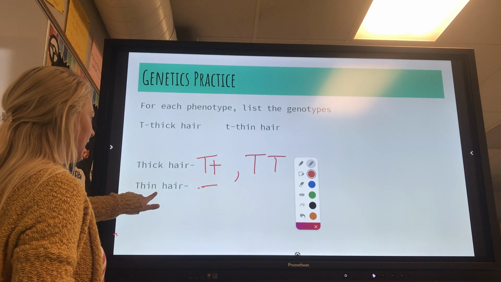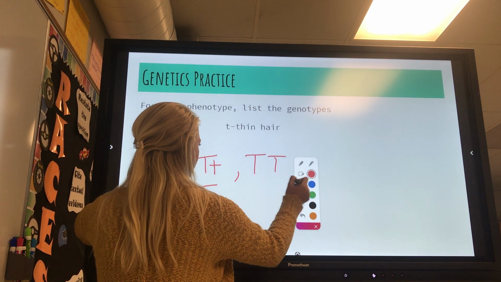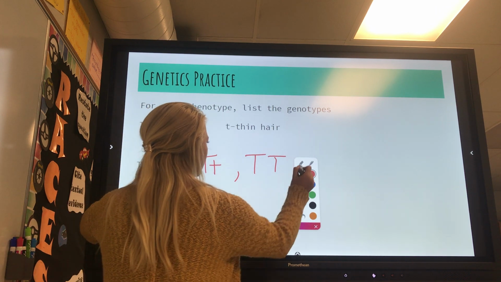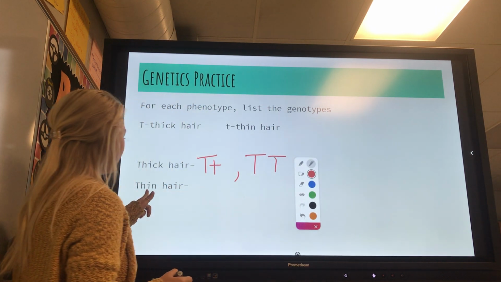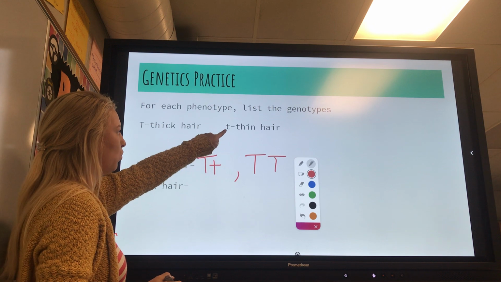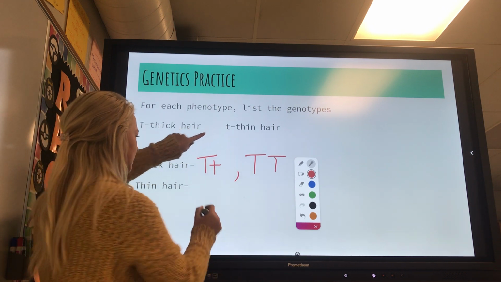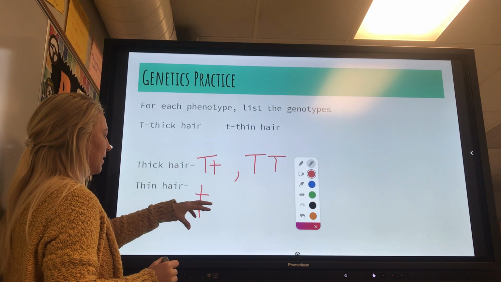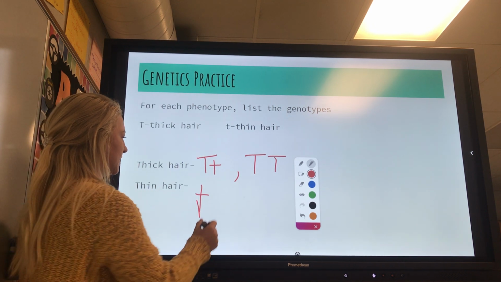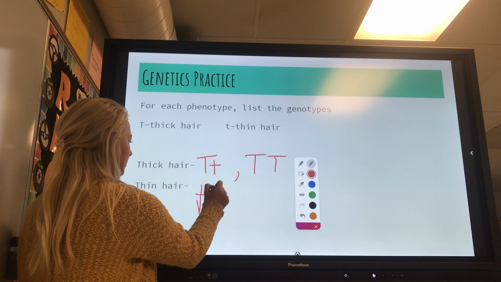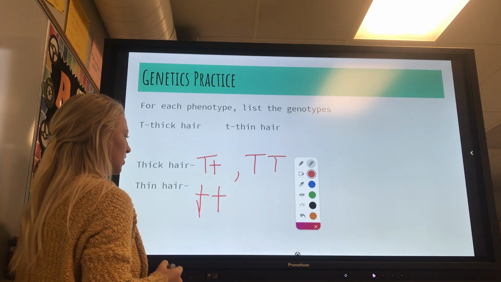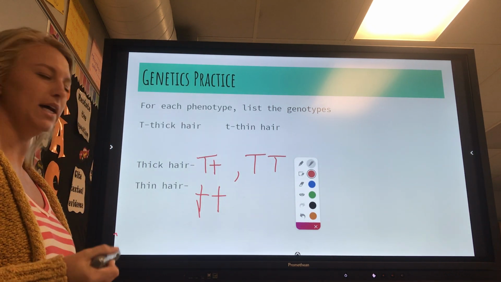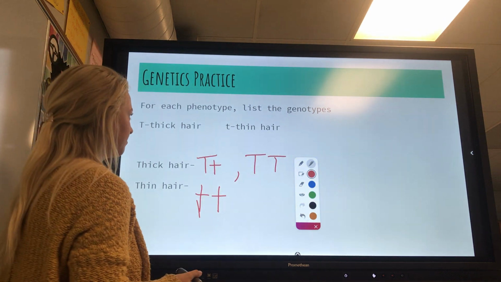Alright, for thin hair, let me erase this so it's not confusing. For thin hair, I can only have one thing. I can only have a recessive letter. So I can't put a dominant with it because that would mean I would have thick hair. It would trump that recessive allele. Okay, so recessive is the only genotype or letter combination that I can have here.